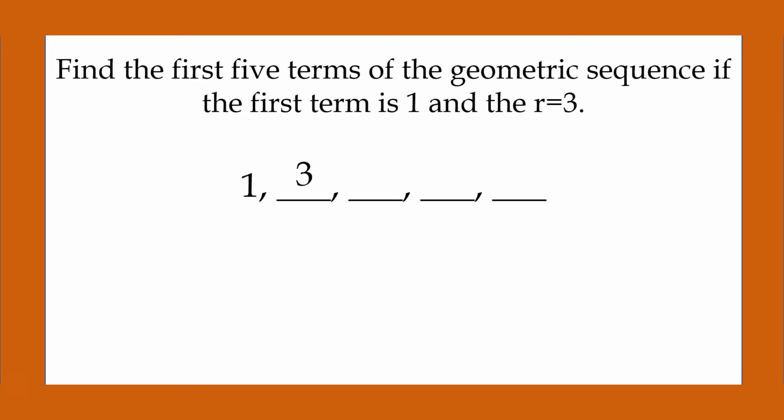And that is 1 times 3 equals 3. And then we multiply again 3 by the common ratio, which is 3. Then we have 9. Multiplying again 9 by the common ratio, which is 3, there we have 27. And to obtain the last term, we multiply 27 again by the common ratio, which is 3. So we have 81. It means that the first 5 terms of the geometric sequence, if the first term is 1 and the common ratio is 3, are 1, 3, 9, 27, and 81.